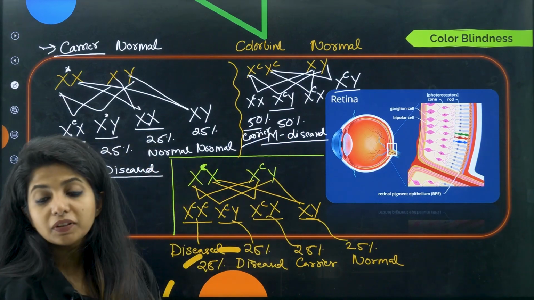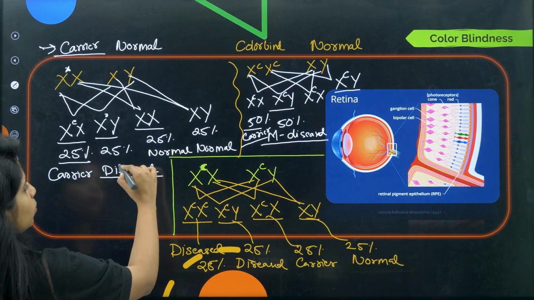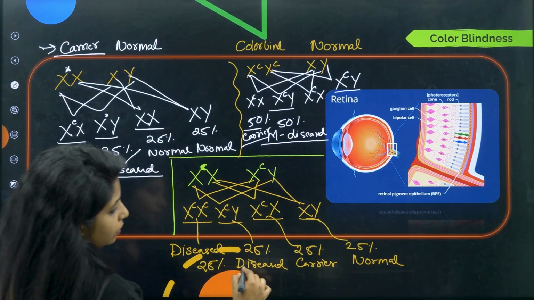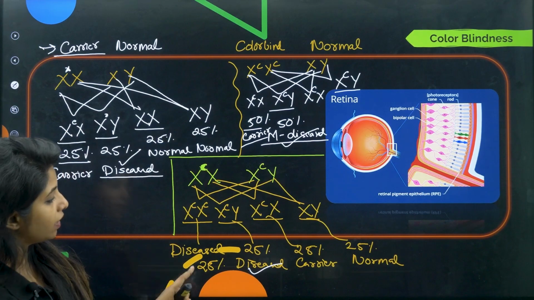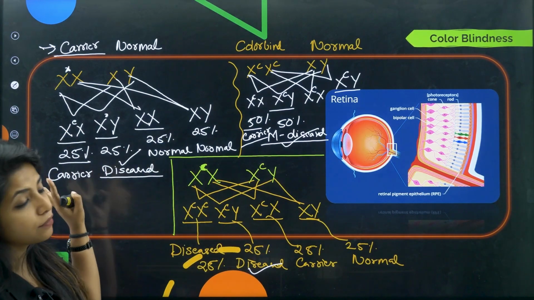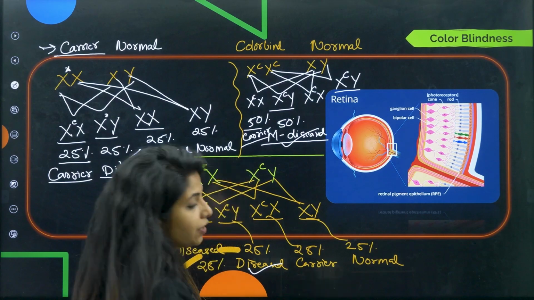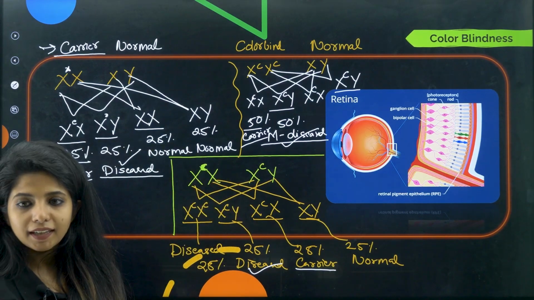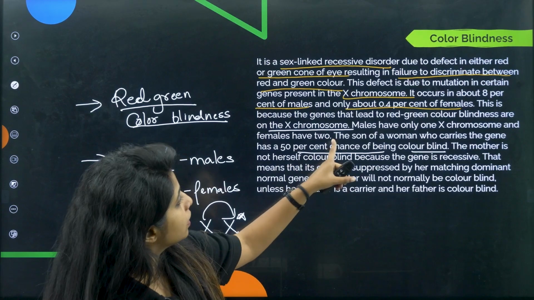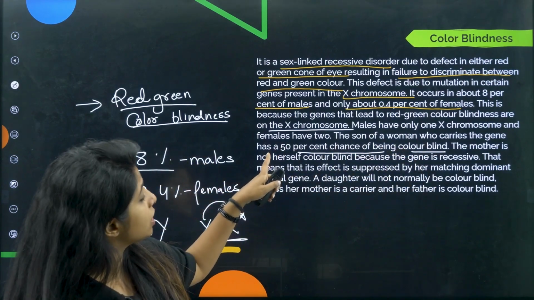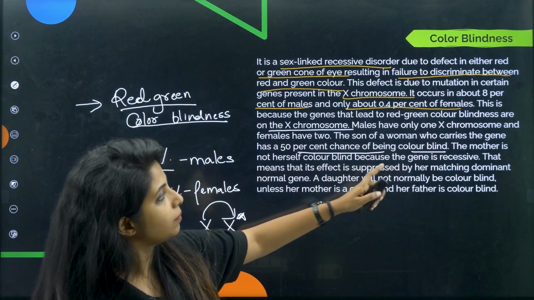They won't be diseased but be the carrier. Now if you see, most of the times the males were the ones who were having the disease. Every time the females who are there, even if they have it, mostly they are carriers, which is why it is said that the condition that is given is: the son of a woman who carries the gene has 50% chance of being colorblind. This is the reason.